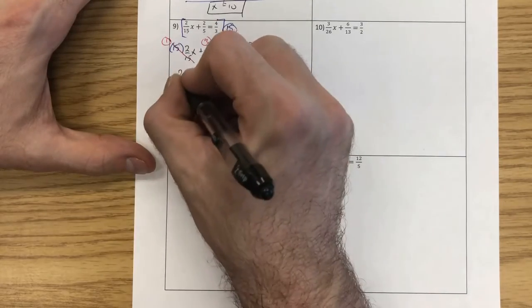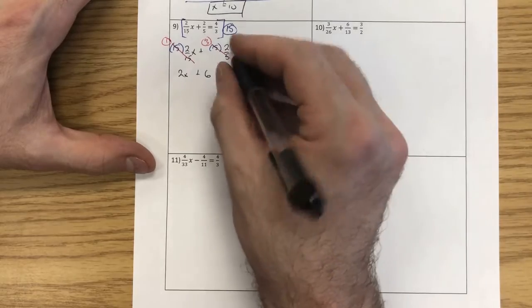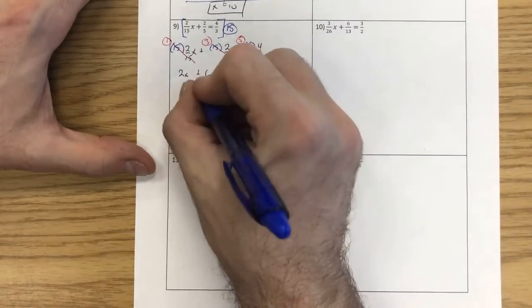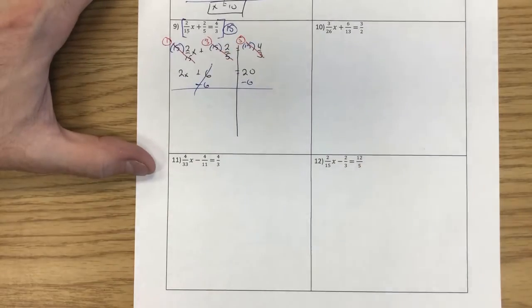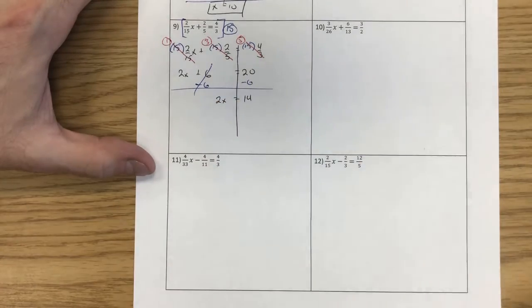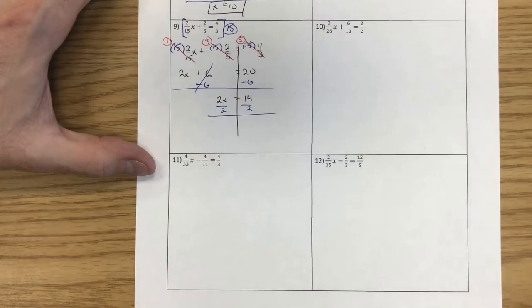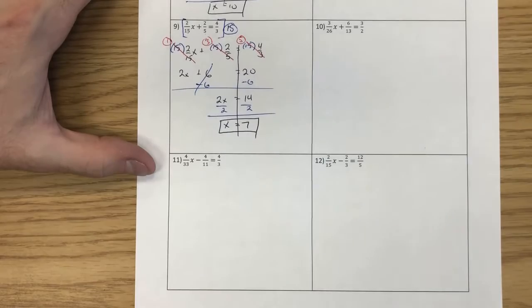So 1 by 2 is going to give me a 2x. 3 by 2 is going to give me a 6. 5 by 4 is going to give me a 20. I'm going to get rid of the number over here because my variables are already together. So I get 2x is equal to 14. To get rid of that coefficient, I'm going to divide. So x is equal to 7.